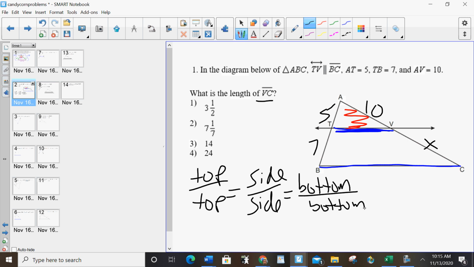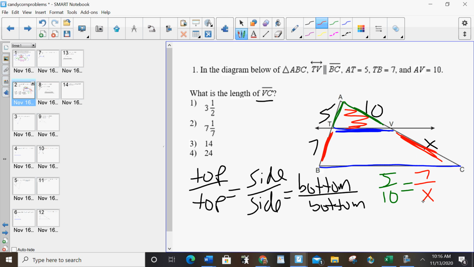Now, you're not doing all three. You're doing whichever ones you have. So let's start with top over top. Do I have both tops? Yes. So I'm going to put 5 over 10. Side over side. Do I have both full sides? Not exactly. Do I have both bottoms? Yes. So I'm going to put the 7 over the x.